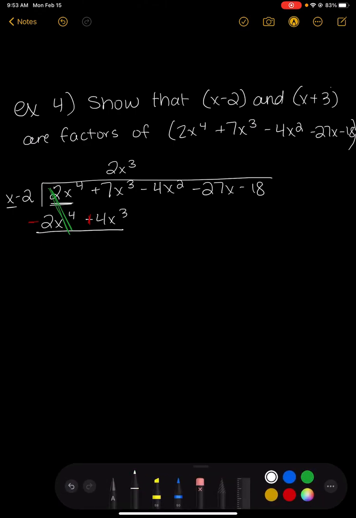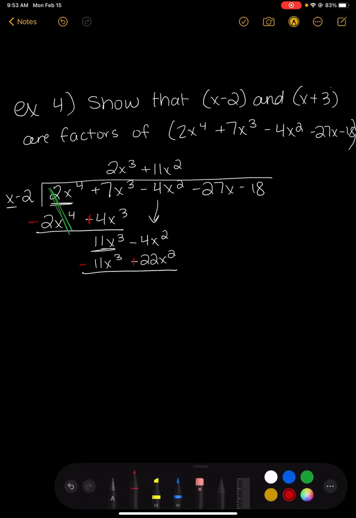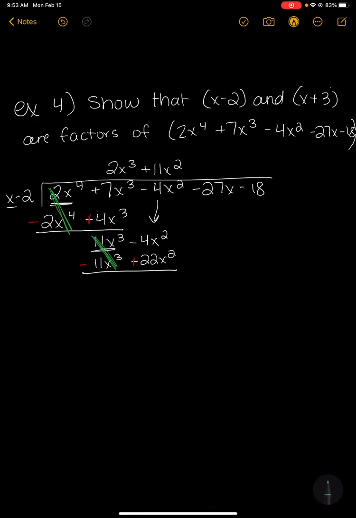All right, so 7x cubed plus 4x cubed is an 11x cubed. Bring down my minus 4x squared. All right, x times what gives me 11x cubed? Well, that would be an 11x squared. 11x squared times x gives me 11x cubed. And a minus 22x squared. Draw my line and subtract. When I subtract, all of those signs change. My first term should cancel.